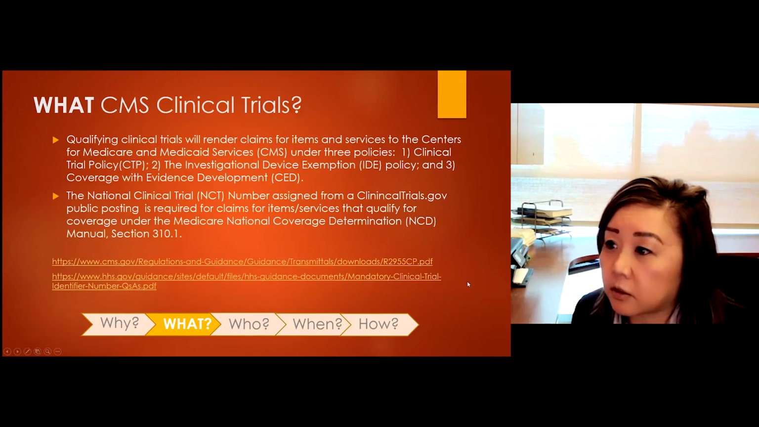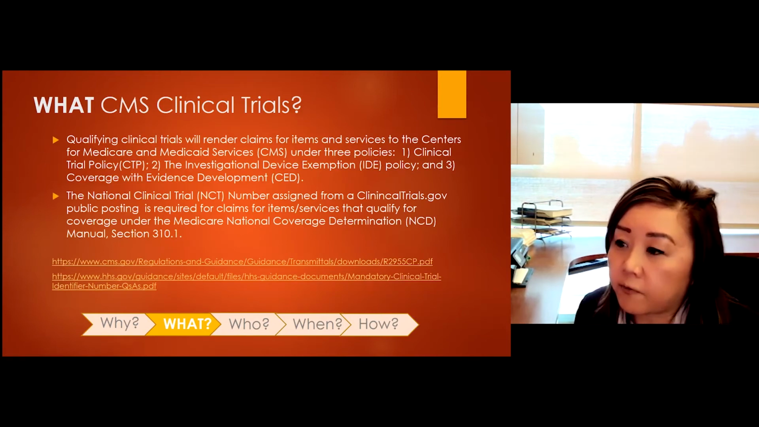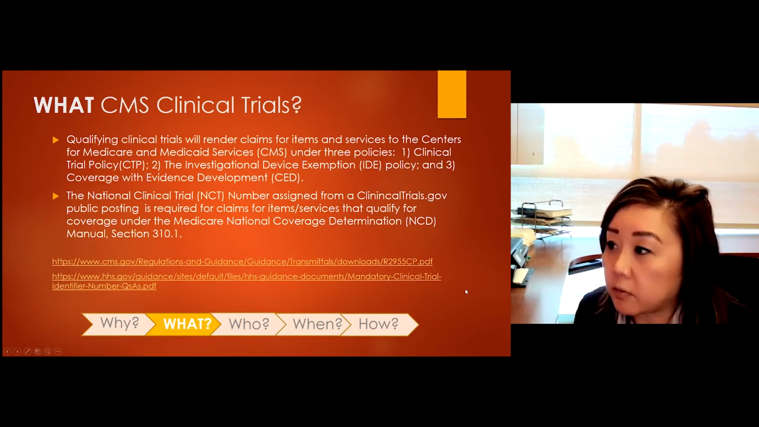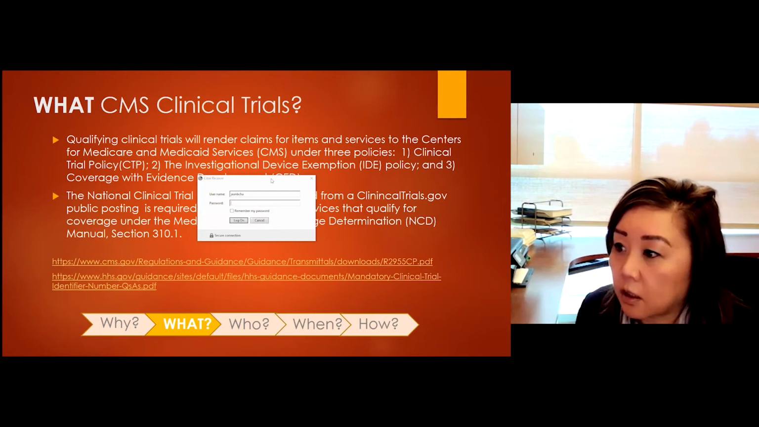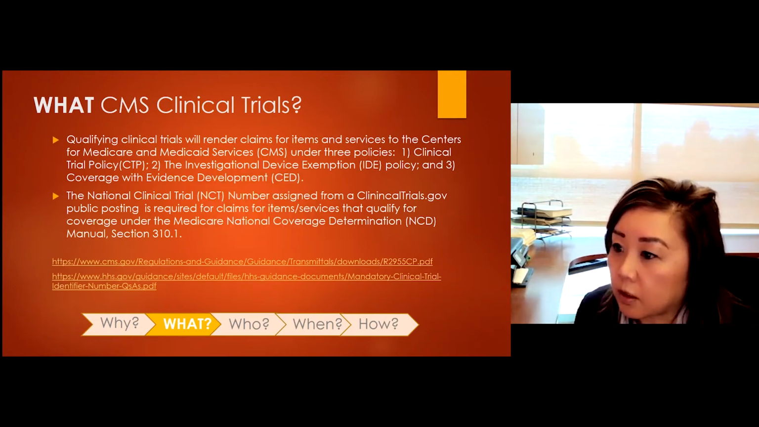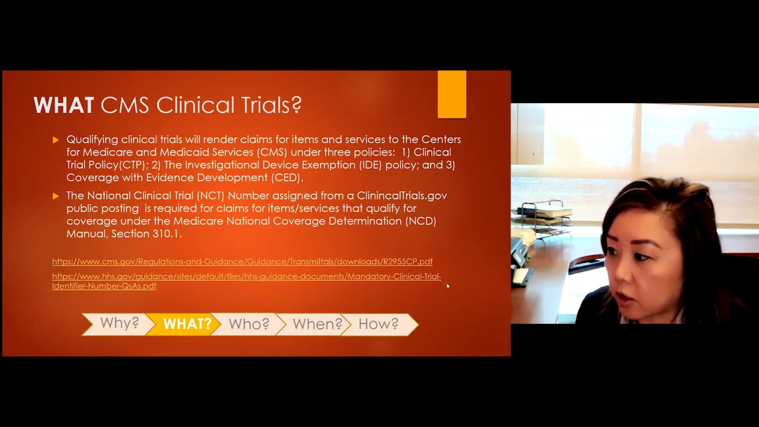And then for CMS, the clinical trials definition is a qualifying clinical trial that will render claims for items and services to the Centers for Medicare and Medicaid Services under 3 policies. So they'll have a clinical trial policy, the investigational device exemption policy, and a coverage with evidence development. And then they will require the NCT number. It's required for claims for items and services that qualify for coverage under Medicare National Coverage Determination. And the resource documents are also available if you need to access those.